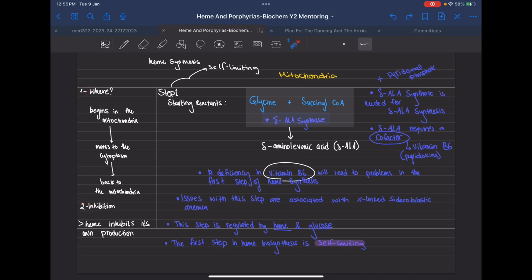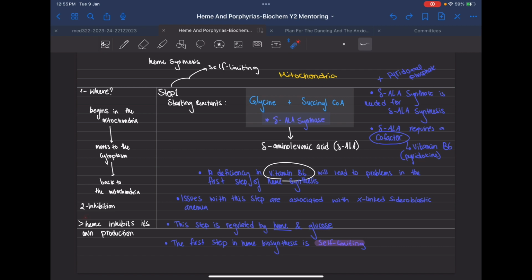So first of all, we need to know where this is all taking place. Where is the heme biosynthesis pathway taking place? The reason we need to know this is because you're required to know which enzymes are mitochondrial and which enzymes are cytoplasmic. So how does this happen? Heme biosynthesis first begins in the mitochondria, then moves to the cytoplasm, and then it goes back to the mitochondria. So it goes mitochondria, cytoplasm, mitochondria. And this is going to make sense once we visualize it better when we go through the actual pathway.